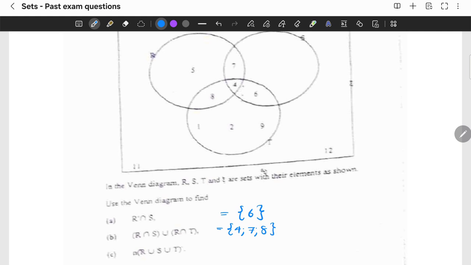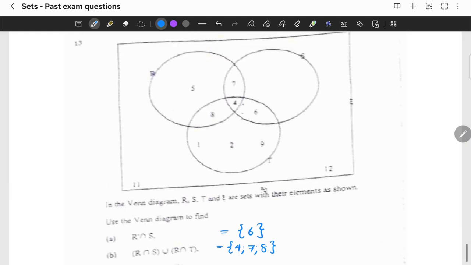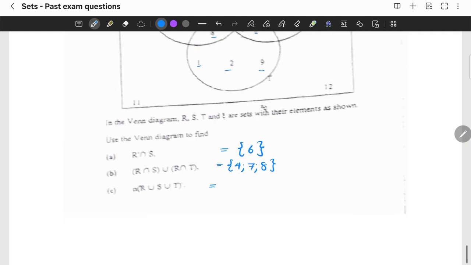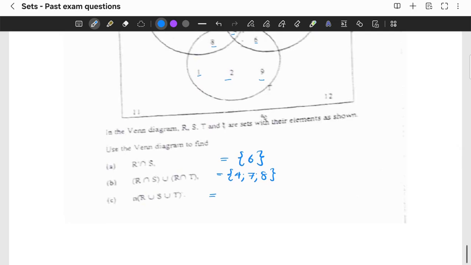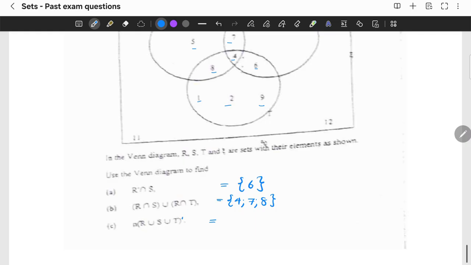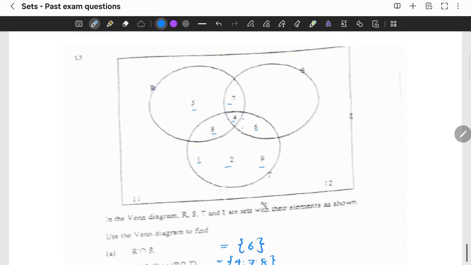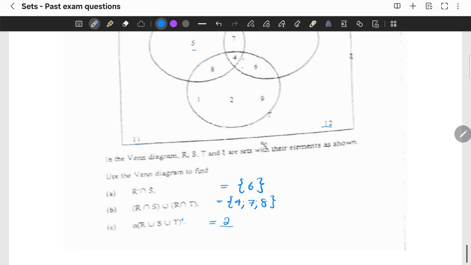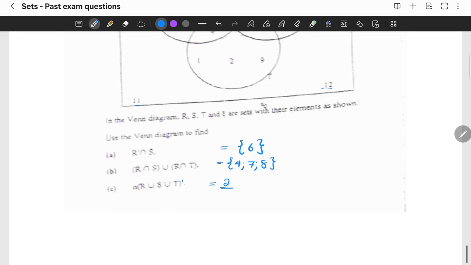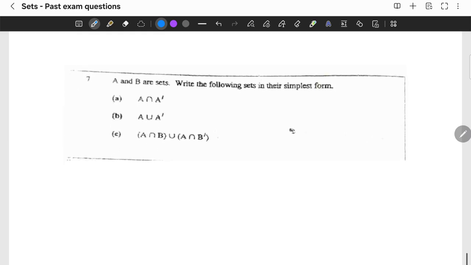Then it says number in R union S union T, which means the number of everything in those three sets. So that's going to be 1, 2, 3, 4, 5, 6, 7, and 8. So that will be 8. No, but it's the complement here. Sorry, number of R union S union T complement. So the ones that are not in the union, that will be 11 and 12. So that's going to be 2. Sorry, the paper was not so clear, imagery.